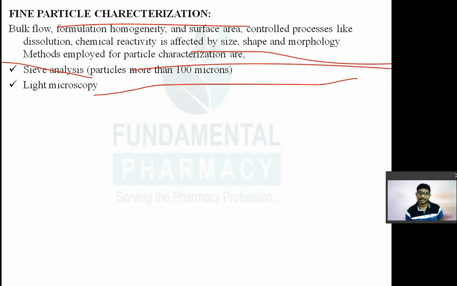Now light microscopy is there, or it is known as optical microscopy. Then Coulter counter method, we have seen this in the micromeritics chapter. Anybody who wants to see, you can go and see. Coulter counter method is there. Then this HIAC, it is known as a stream counting method.